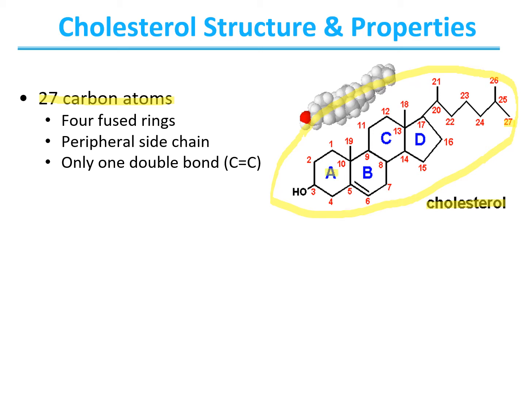There are four fused rings, A, B, C, and D, in this molecule. Three are 6 carbon rings, and ring D is the 5 carbon ring. There is a peripheral side chain present, meaning a side chain on the side, which is attached at carbon number 17. This one that I just highlighted is the side chain, and only one double bond is present, which is between carbon 5 and carbon 6. So here is the double bond. An additional thing that you can remember is a hydroxyl group attached to carbon number 3, right here.